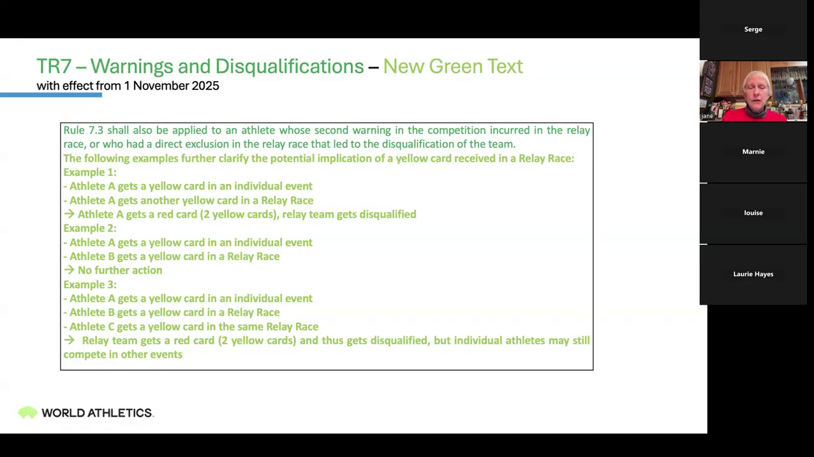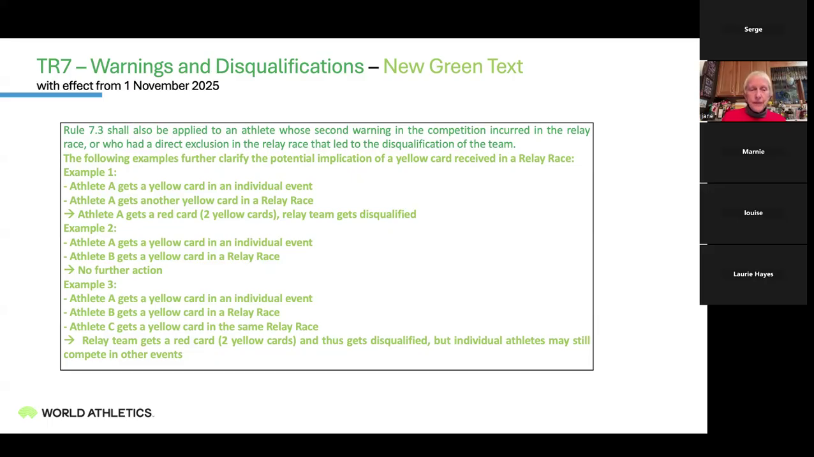Example two now. Athlete A gets a yellow card in an individual event. Athlete B gets a yellow card in a relay race. The result is no further action, because it's just yellow cards and it's two different people.